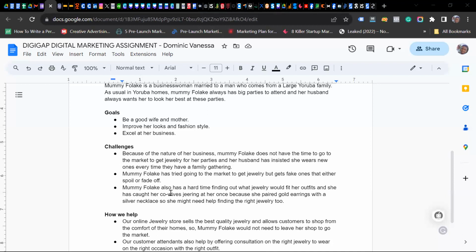Mommy Folake always also has a hard time finding out what jewelry will fit her outfit. And she has caught her co-wives jeering at her once that she paired gold earrings with a silver necklace. So she might need help finding the right jewelry too. So she tailored this down very well. Very well. And I actually enjoyed reading this.